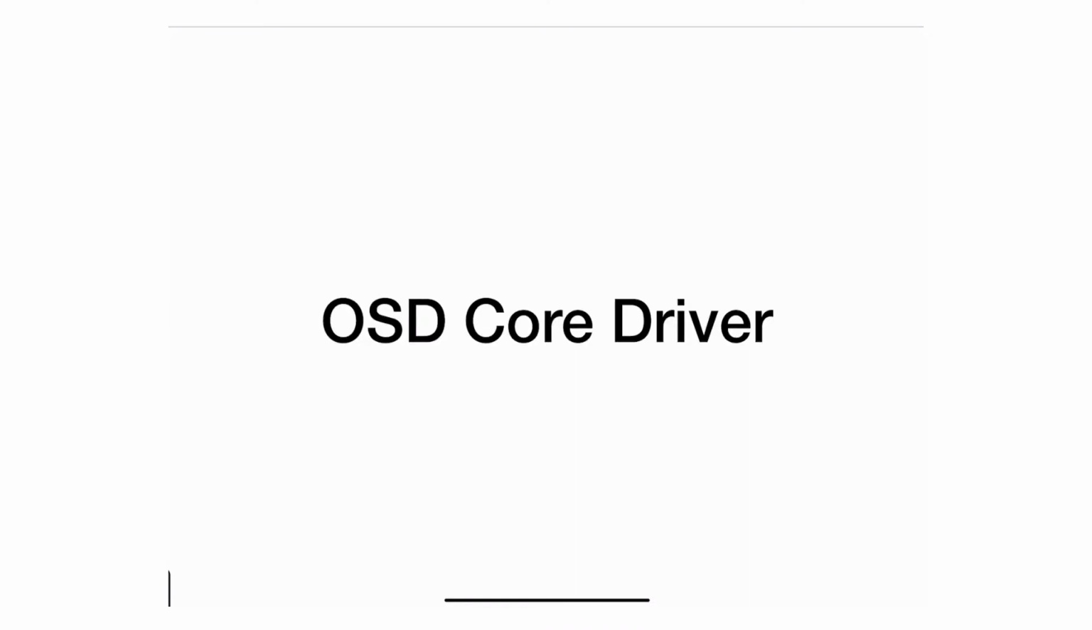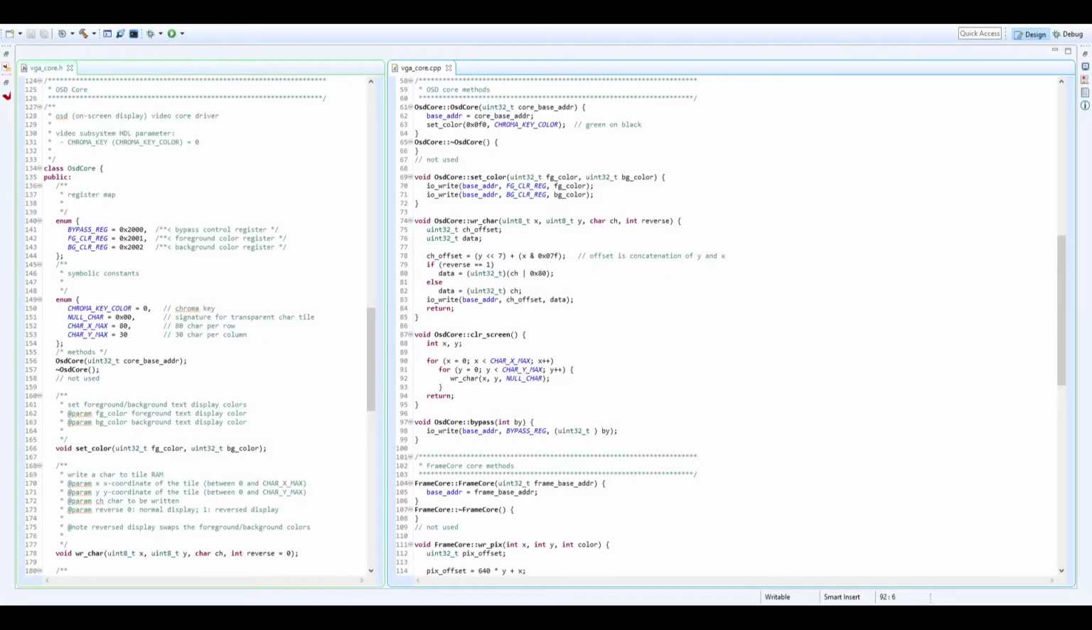Let's take a look at the OSD Core Driver. So we go to Vitis in here. This is again within the VGA core, the header file and the implementation, so we get to see both of them. Okay, so taking a look at that, we have the bypass register address, the foreground color register address, and the background color register address.